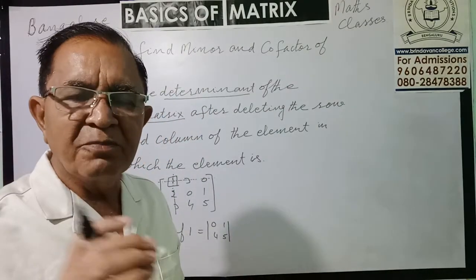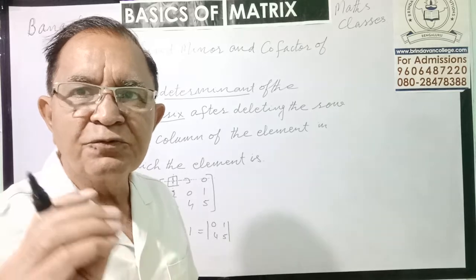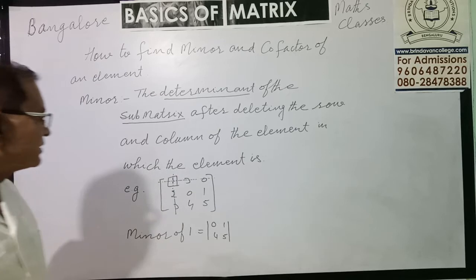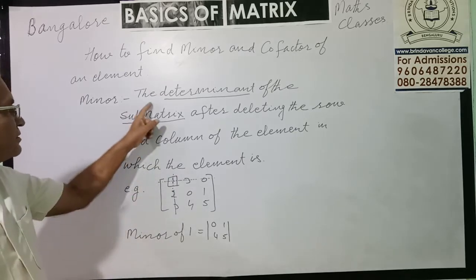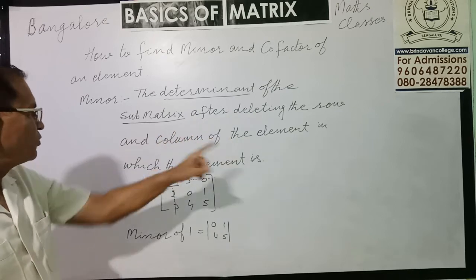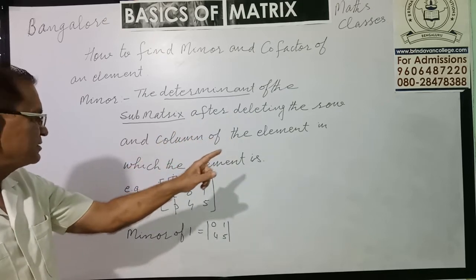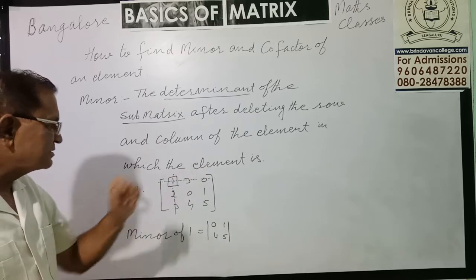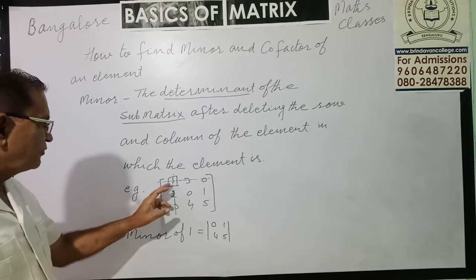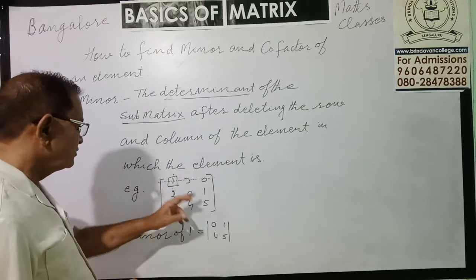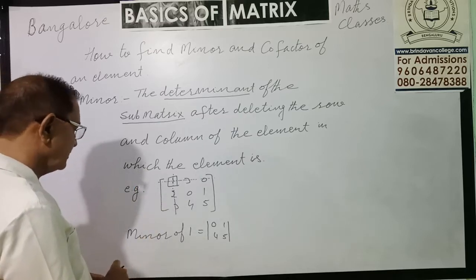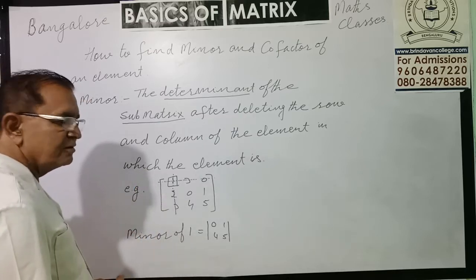It is so simple, minor and cofactor. If you fail to do this, you won't be able to go next with the inverse. The determinant of the submatrix after deleting the row and column of the element in which the element is. Here I have taken the example of 1 3 0, 2 0 1, 3 4 1. I want to find minor of 1.